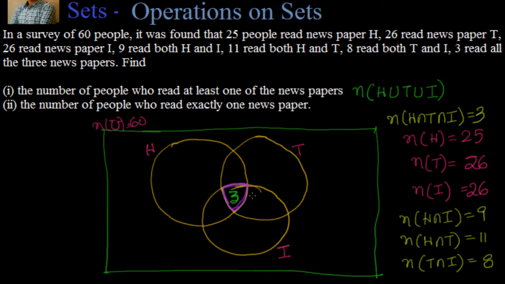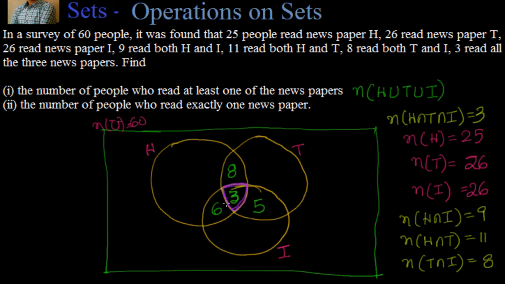Now since we have done that, it's easy to find the remaining values. What is N of H intersection T? H intersection T is 11, so this total part is 11. Out of that, this is 3, so this becomes 8. I hope you are comfortable with that. On similar lines, H intersection I is 9, 3 is gone, so this should be 6. Similarly, T intersection I is 8, but already 3 is there, so this becomes 5.